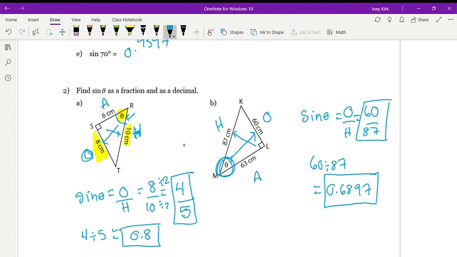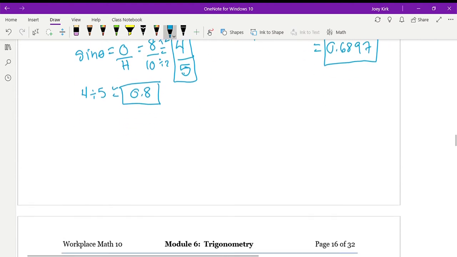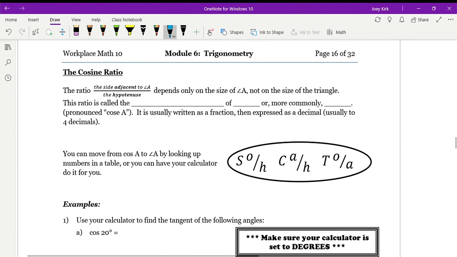And you'll notice I'm going a bit quicker now just because it's all very repetitive. It just depends on whether you're using sine, tan, or last but not least, we're going to look at the cosine ratio. The cosine ratio is involved with the length of the side adjacent to the angle over the length of the hypotenuse. Again, we only care about the size of the angle. We don't care about the size of the triangle, so everything is the same, except it's cosine now.